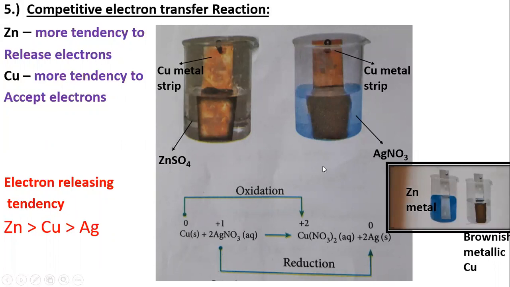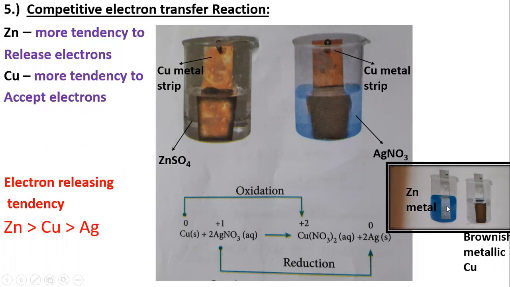Previously we conducted an experiment, right? We took a beaker, took the copper sulfate solution in that beaker, and then immersed zinc metal. What happened? The blue color of the solution disappears and the zinc metal has a brownish coating. That is because of copper.